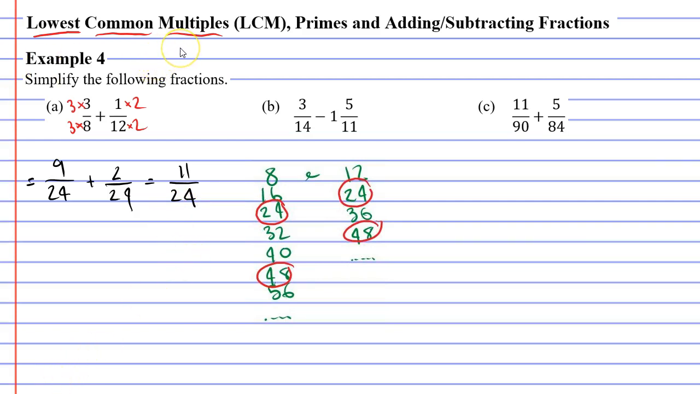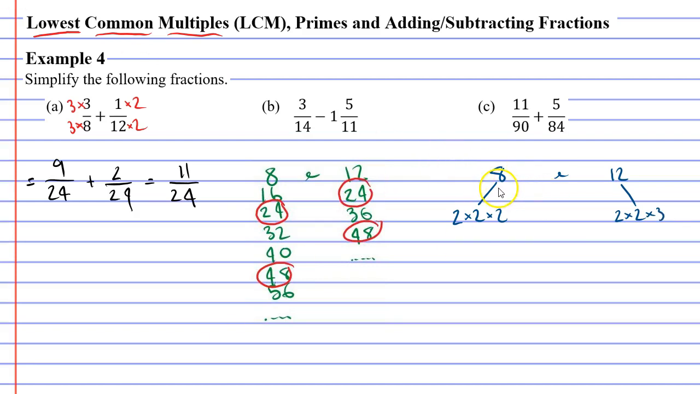Now, I mentioned before that I wanted to show you how to find the lowest common multiple using your prime factors. So what we're going to do is take our 8 and 12 again, and instead of listing multiples, we're going to list the prime factors for both 8 and 12. The prime factors for 8 are 2 times 2 times 2. The prime factors for 12 are 2 times 2 times 3.